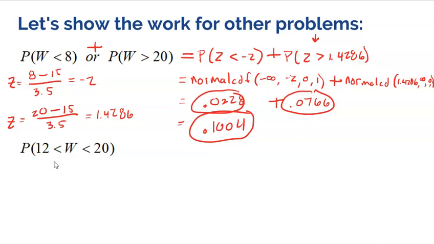All right, let's do this next one, looking between 12 and 20. So we're trying to find the probability that it takes Josh between 12 and 20 minutes to wash his car. All right, so the first thing I do is I got to find the z-score, and I got to show my work for the z-score for 12.